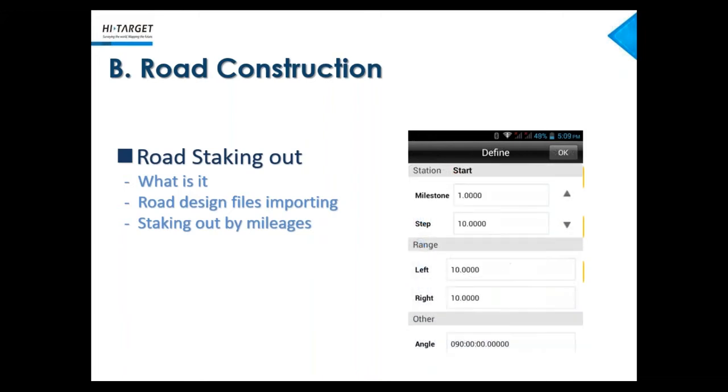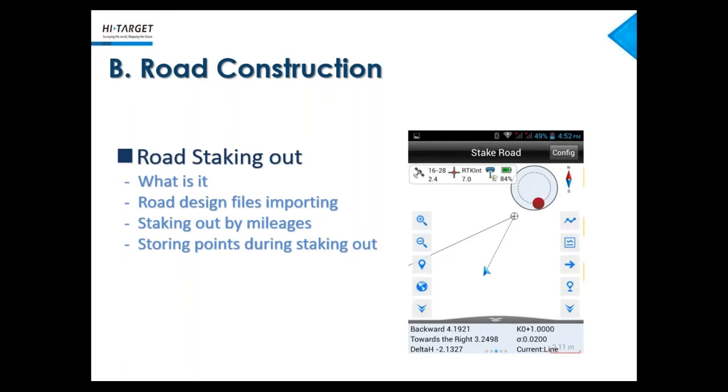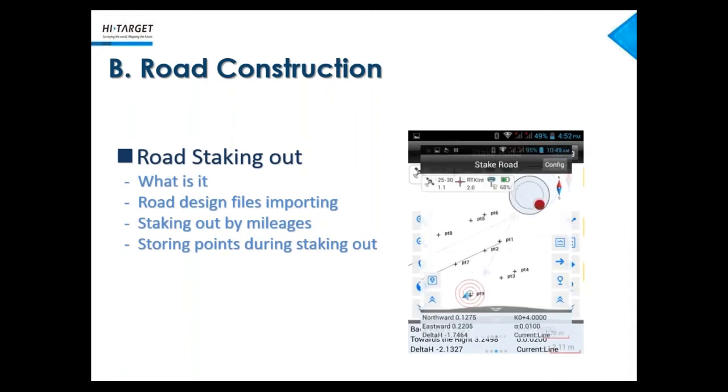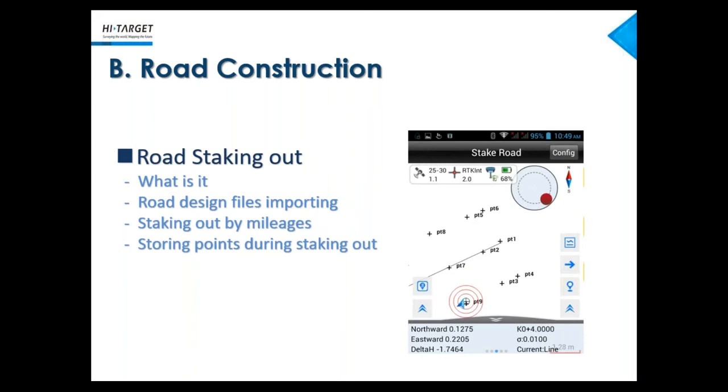Then we may find there's a milestone 1, and then there's a step. The step means the interval of each milestone. So that means after you have collected 1 point, or staked out 1 point, and then you click the button again in this interface, the milestone will be 11 automatically. Then we store the points during the stakeout. That is what we usually do.